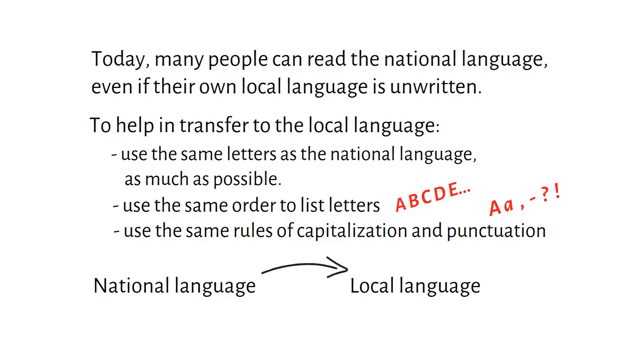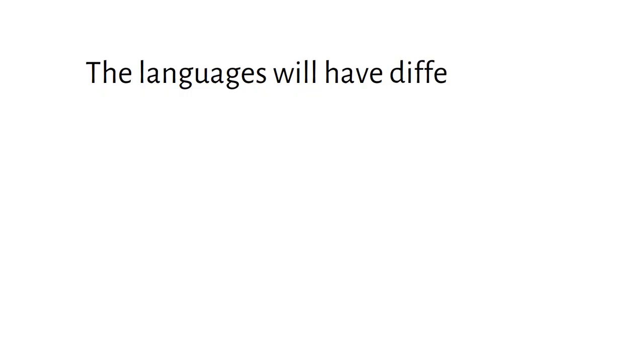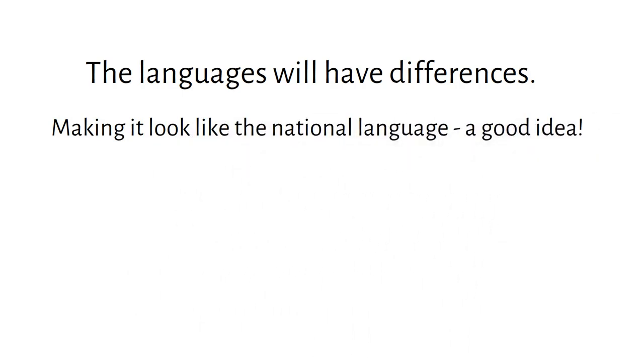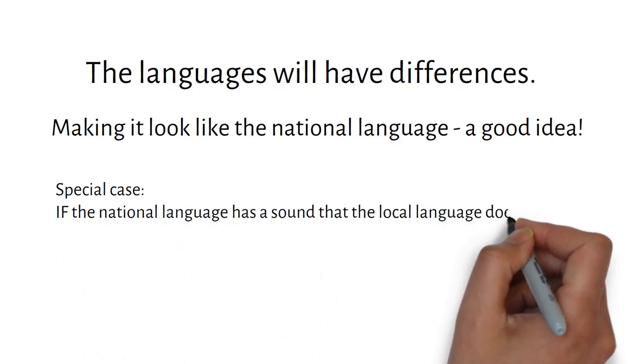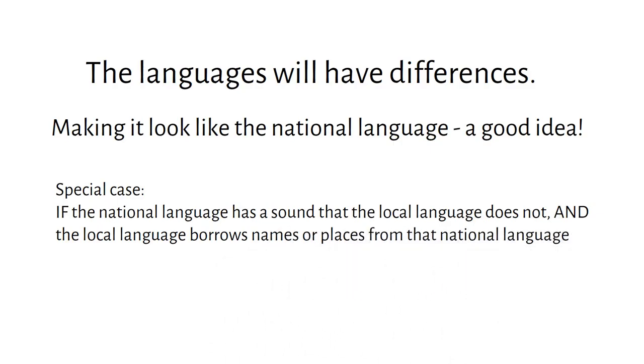But it goes the other way too. It also helps local language speakers learn to read the national language. Of course, the languages will usually have differences. Maybe one language has a sound the other one does not have. But much will be the same, and when choosing letters, making it look like the national language is a good idea. A special case is when the national language has a sound that the local language does not, and the local language borrows names from that national language.